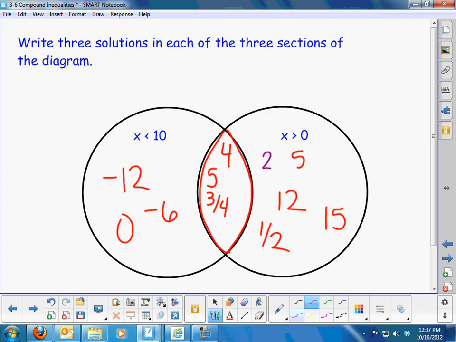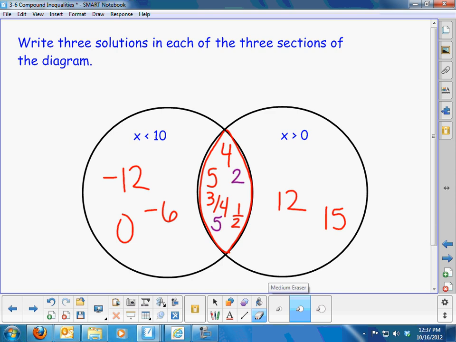Let's look at 2 in the right circle. 2 is greater than 0, but is it less than 10? Yes, it is. So it's going to go here as well. 5 would go here. 12. Is 12 less than 10? No. So 12 stays where it is. 1/2 is going to move over here. And 15 is not less than 10, so it stays there. Maybe we could add a couple more numbers here, just so they're a little more balanced out.